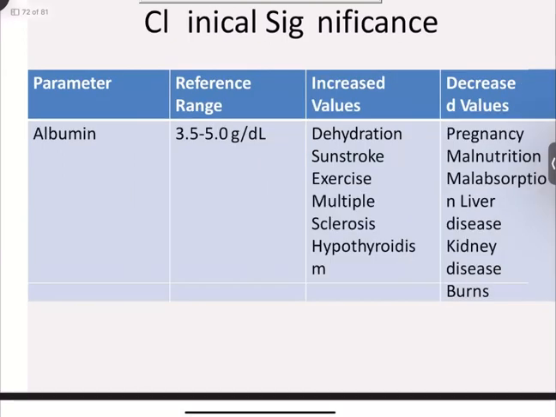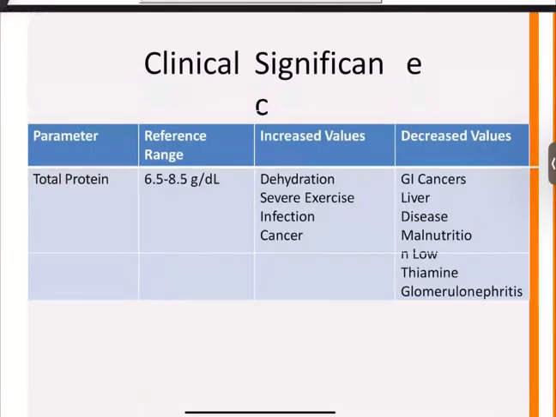Ang pinag-uusapan natin ditong total protein is found in your serum. Kasi baka sabihin nyo, glomerulonephritis, increase ang protein, but protein in the urine, not in the serum. Okay? So, sa serum, decrease siya. Sa urine, increase ang protein.